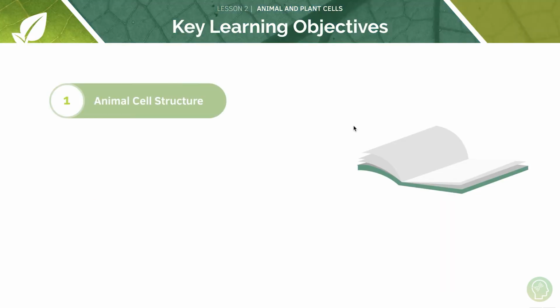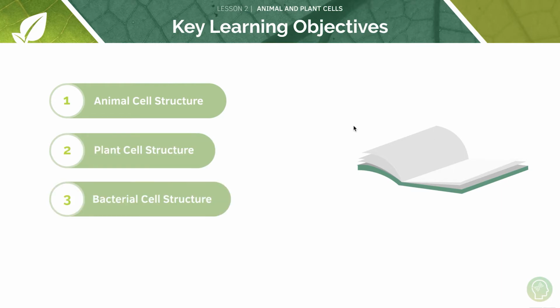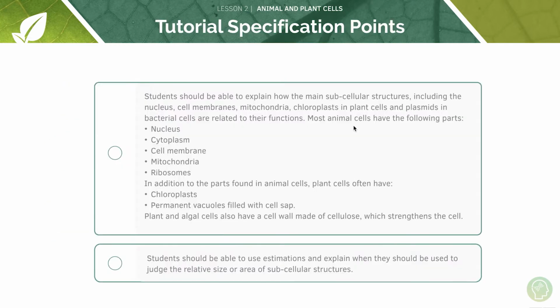So today we're going to be looking at animal cell structure, plant cell structure, bacterial cell structure, and comparing the three. And finally, we're going to compare their cell sizes. So these are the specification points for today's tutorial, so feel free to pause the video at this point, just make note of what you need to gain from this tutorial, and perhaps at the end you can come back and use this as a tick list, just to make sure that you understand everything that you need to know about for the exam.